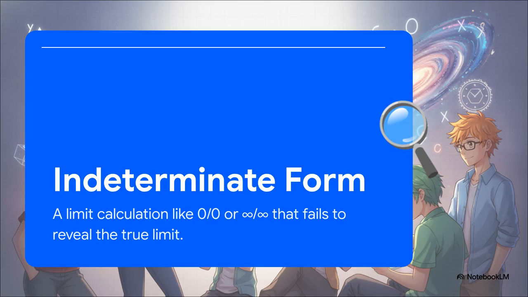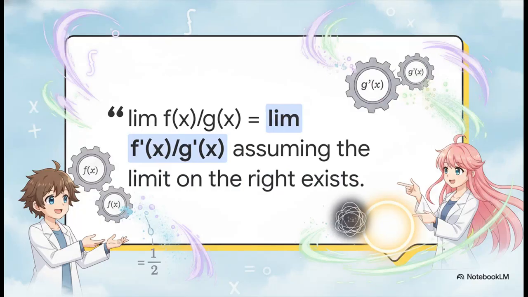Sometimes, when you try to find a limit by just plugging in numbers, you hit an absolute brick wall. You get 0 divided by 0 or infinity divided by infinity. Because these indeterminate forms don't reveal the true answer, we can't just plug in the numbers and walk away. We need a special mathematical tool to smash through that 0 over 0 wall and find out what the function is actually doing. Enter L'Hopital's rule.